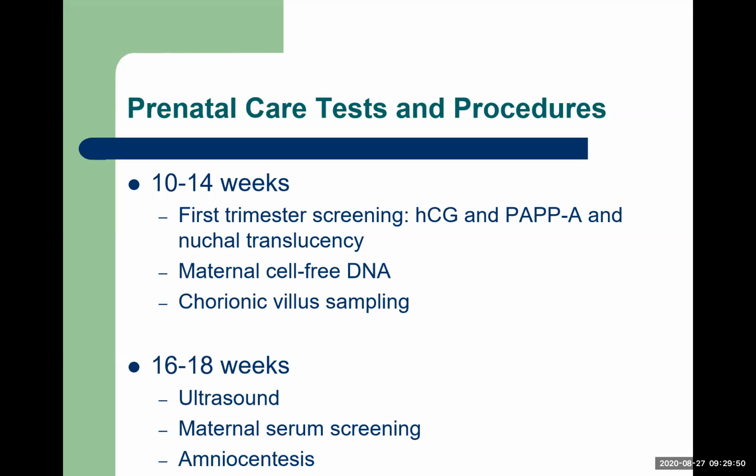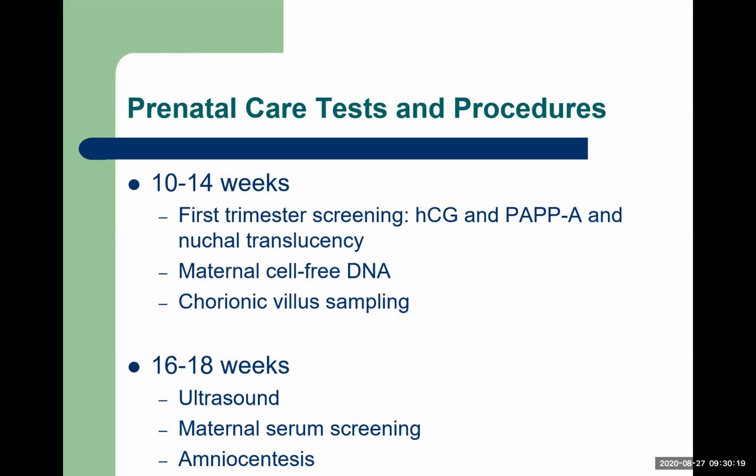And there's also the option for those patients that either have a risk for a chromosomal anomaly or a prior history. During the first trimester, the test that's available is chorionic villus sampling, and this is actually tissue sampling from the placenta. This is a diagnostic test versus the prior two options, which are screening tests.